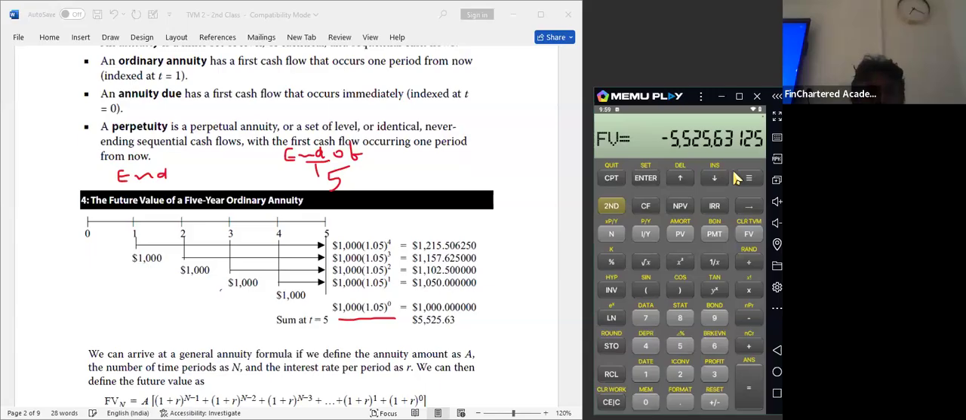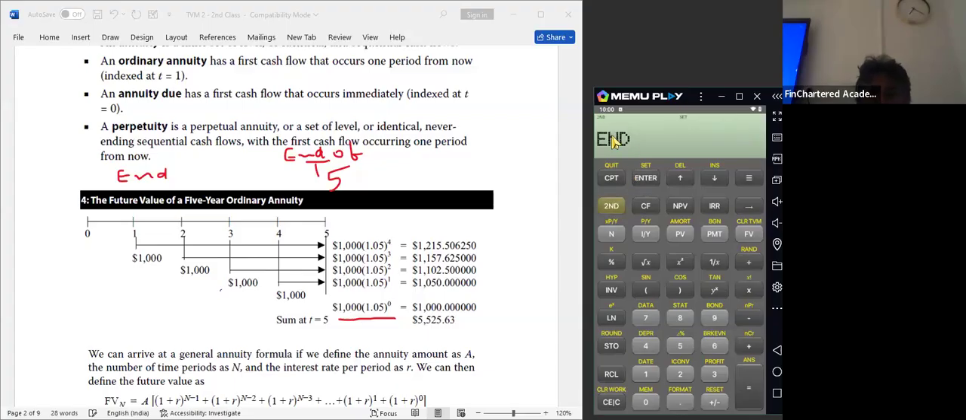Now, if I have to make an assumption that all my investments are done at the beginning of the period, then there is something called a beginning mode in your calculator. You see above PMT, there is something called a beginning mode. So what we can do is press second PMT, which will be at the end mode, and then second enter. If I do that, it will change into beginning mode. You can toggle between beginning and end mode with second enter.